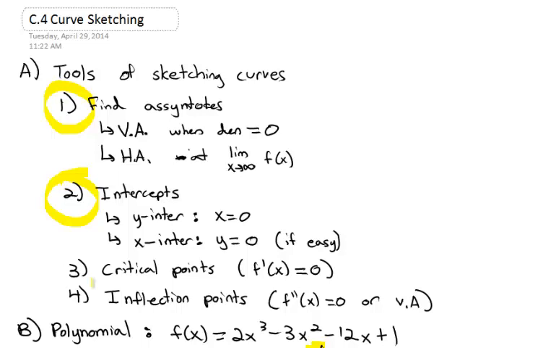Next, we find our critical points. Critical points are when the first derivative equals 0. And then finally, the inflection points, where the second derivative equals 0. Put it all together, and you have a graph.